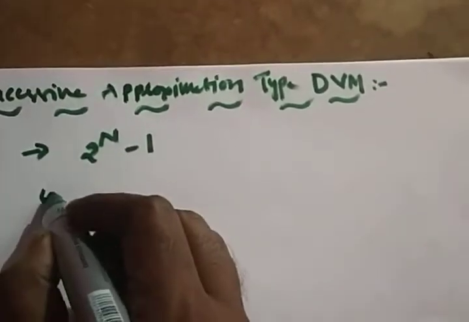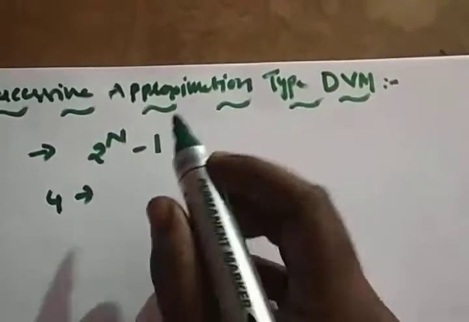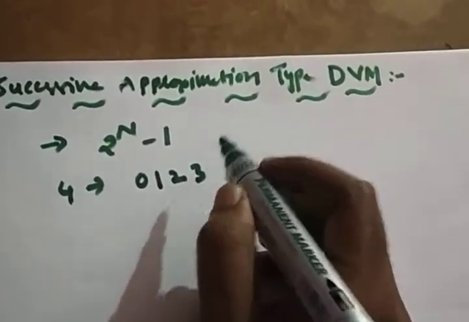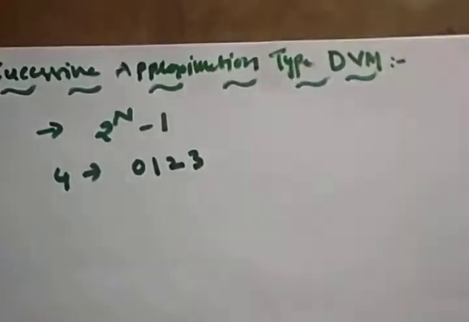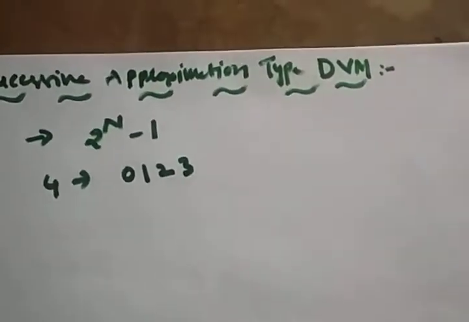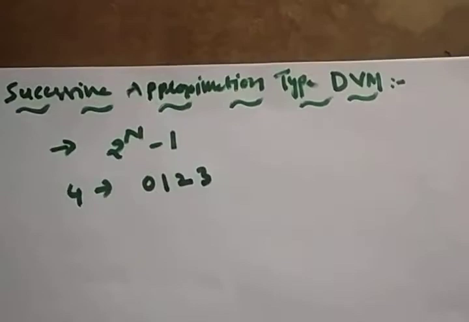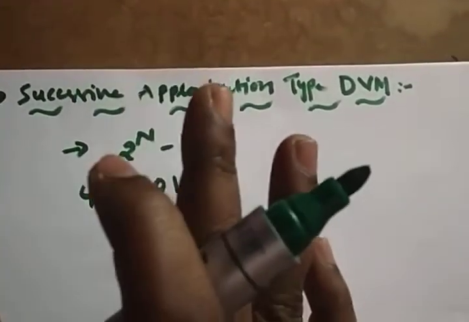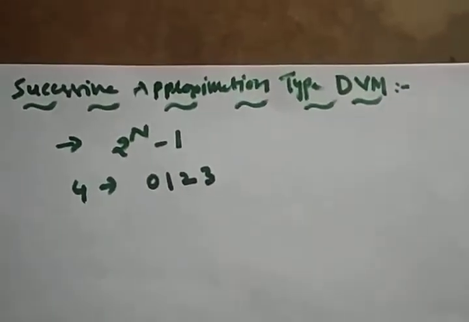If you want to find out the output voltage 4, there will be 4 operations to perform: 0, 1, 2, 3. After that, at the end you will get the result. So the number of clock pulses is very high. In order to reduce this time consumption, we implemented the concept called successive approximation type digital voltmeter.